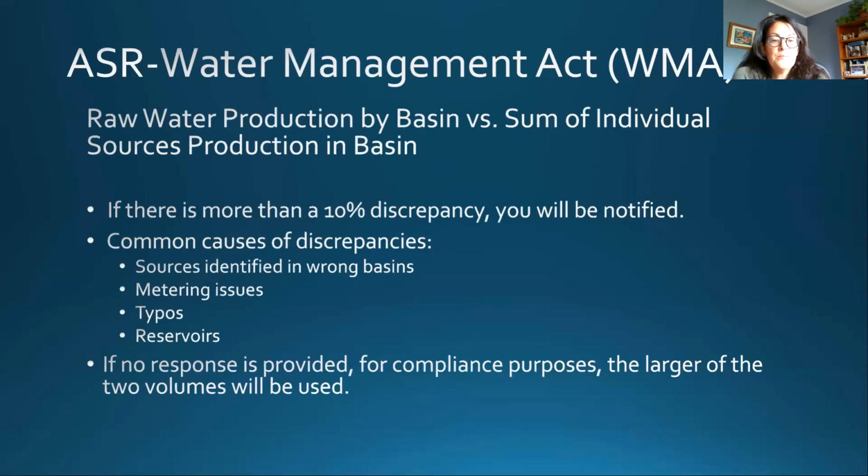If there's more than a 10% discrepancy, you will be getting one of those letters that I mentioned earlier. Some common causes of discrepancies: sometimes sources are identified in the wrong basin, metering issues, typos. Systems that have reservoirs can be more complicated and often show up with more than a 10% discrepancy. If we don't hear back from you, for compliance purposes, the larger of the two volumes will be used. So whichever is larger, the sum of the individual sources or the total raw water pumped, that will be used for compliance purposes for the Water Management Act program.